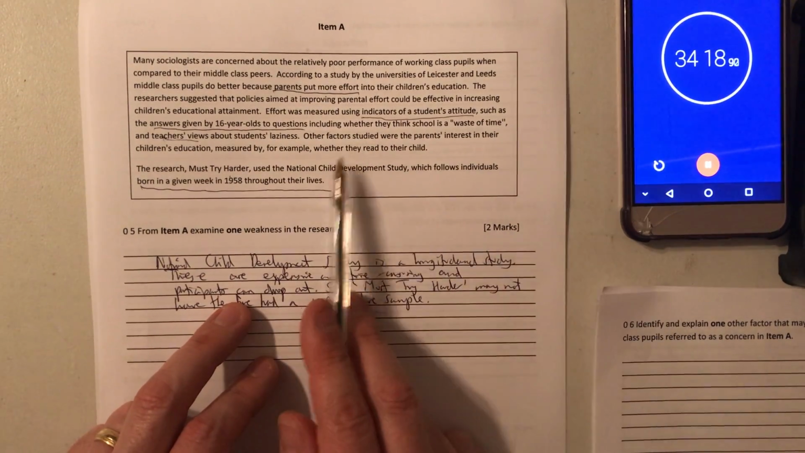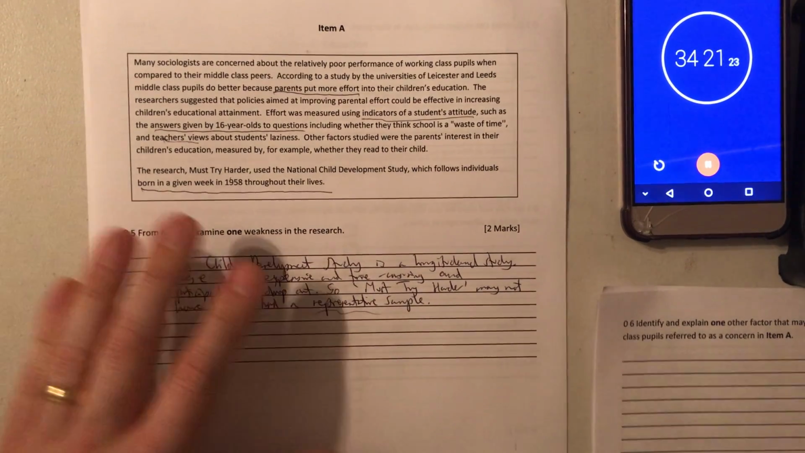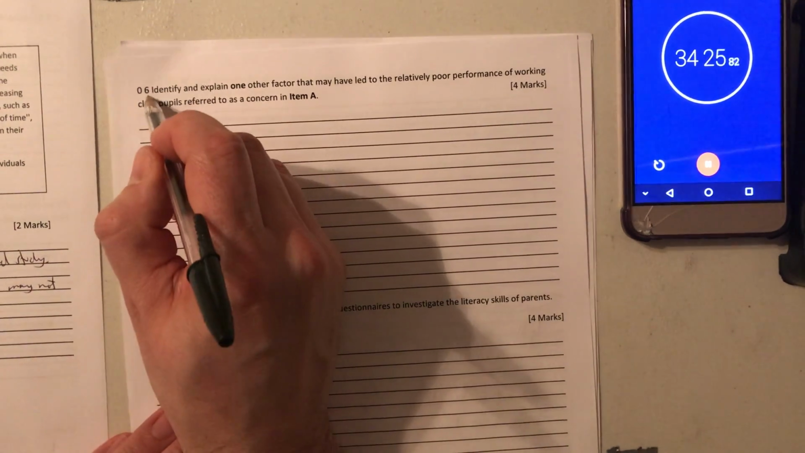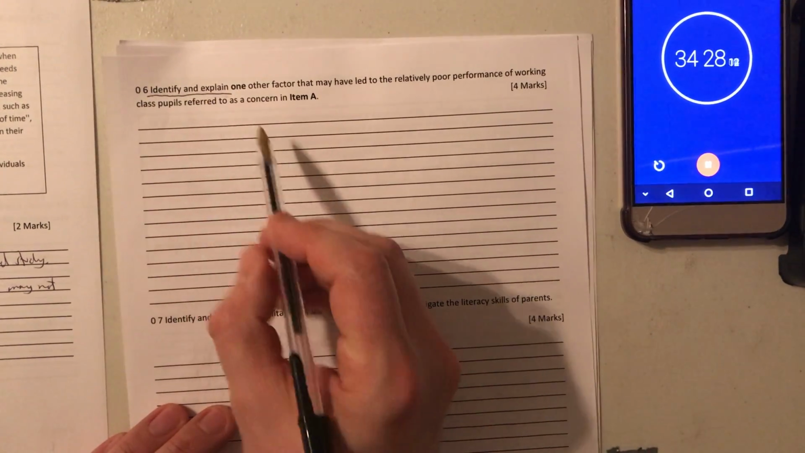reading through again. Again, maybe it would take you slightly more time to read through. Do I have enough time then to move on to this? Here we go. Identify and explain. So I'm finding it and explaining it. A whole paragraph this time.